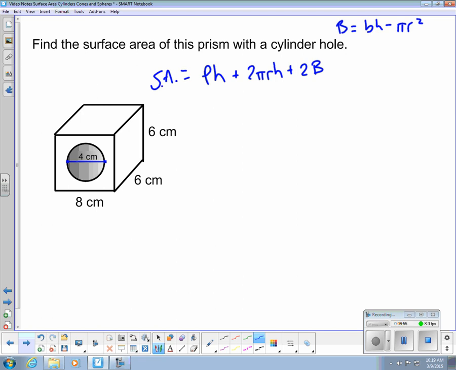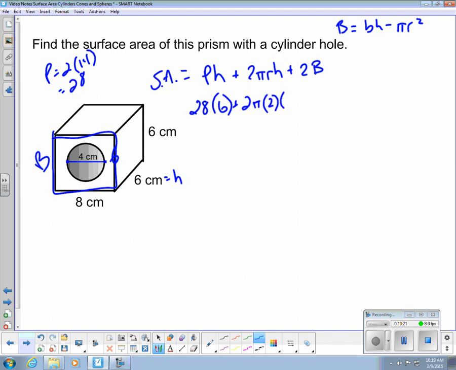So my perimeter to start for this figure is going to be 2 times 8 plus 6, which is 14. So my perimeter is 28. So I got 28. My height for this figure, this is going to be my figure's height here, because this is right here my base. And so my height is going to be 6 plus 2 pi. My radius here is going to be 2, and my height is going to be 6. The height for the prism, height for the cylinder hole in the middle is the same.